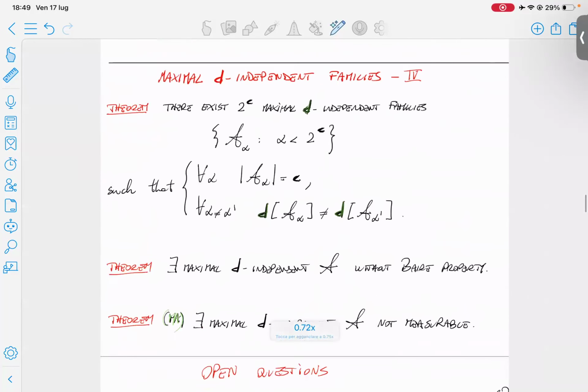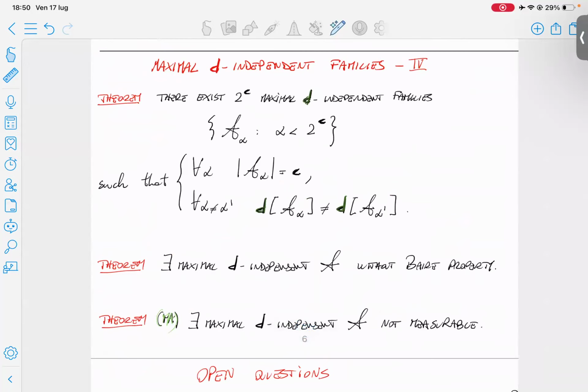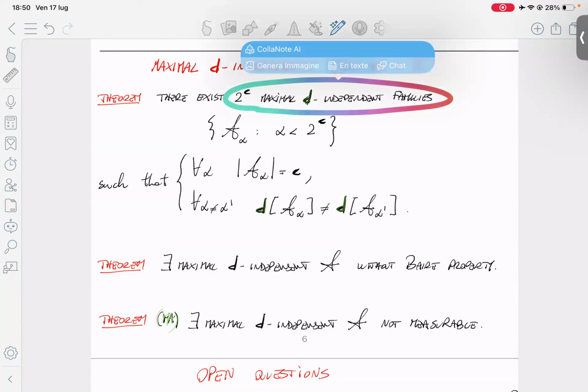There are three theorems, the last three theorems, and the first one is that unconditionally there exist 2 to the C maximal D-independent families, such that all of them have cardinality C, and all of them have ranges of values which are pairwise distinct. And there are really a lot. In particular, that's not written here, but if they are all distinct, then these maximal D-independent families cannot be the same one. So in particular, there exist exactly 2 to the C maximal D-independent families, which is the maximum possible cardinality that you can get.